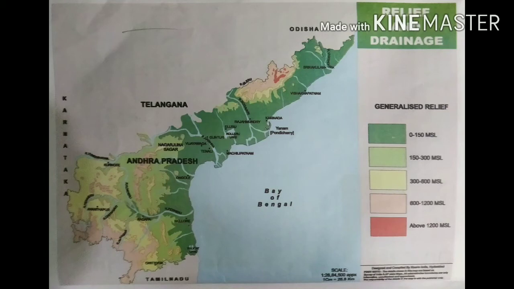Drainage maps means the river system. If you look at Andhra Pradesh, there are so many rivers: Godavari, Krishna, Penna, Vamsadhara, Tungabhadra. These are the important rivers. These rivers flow from west to east to drain into the Bay of Bengal.